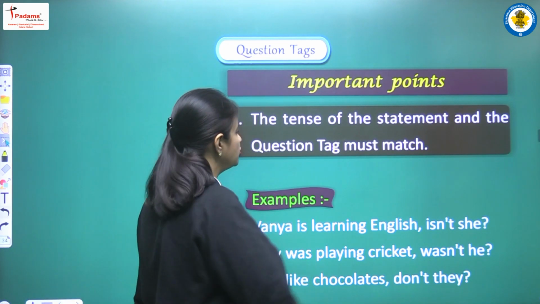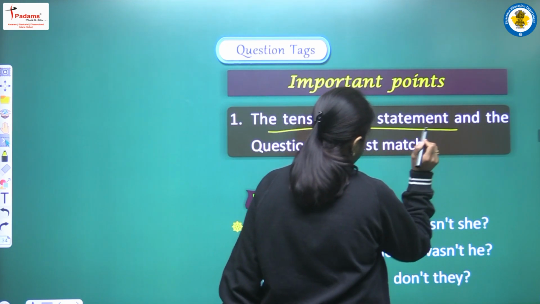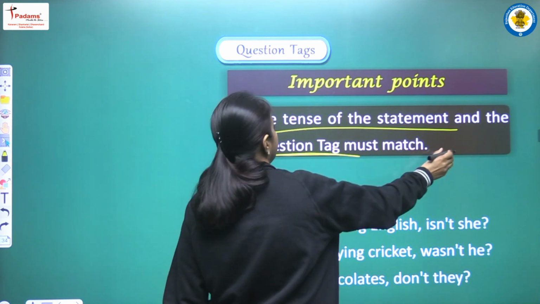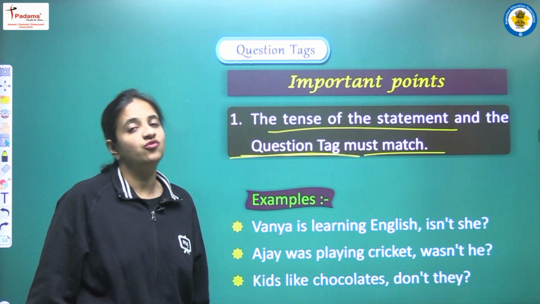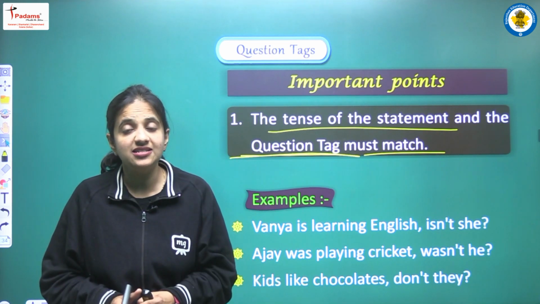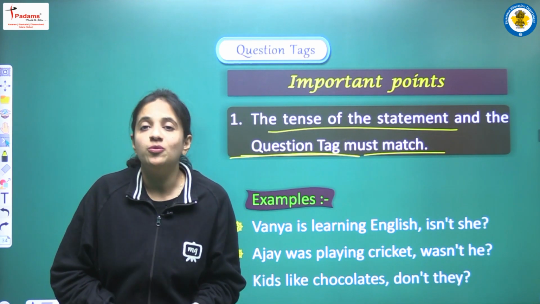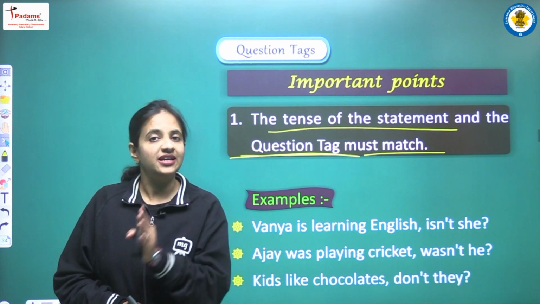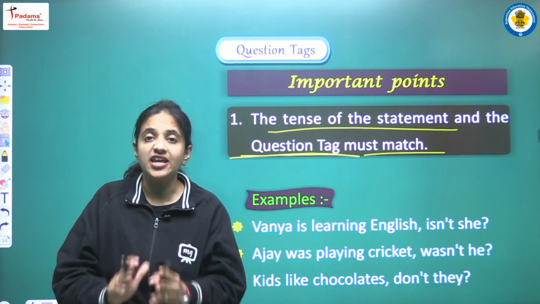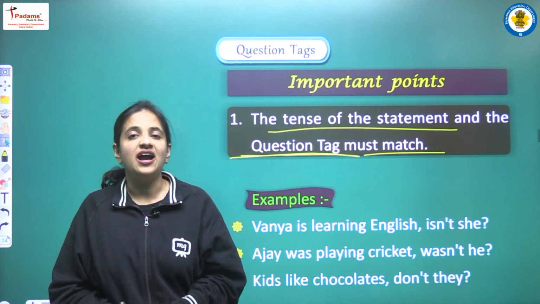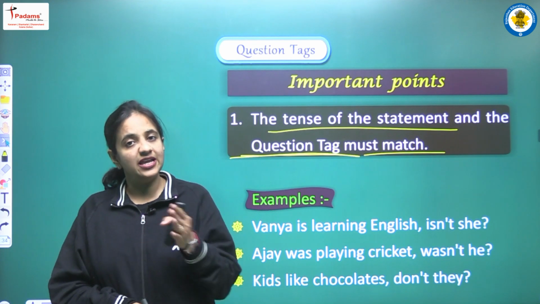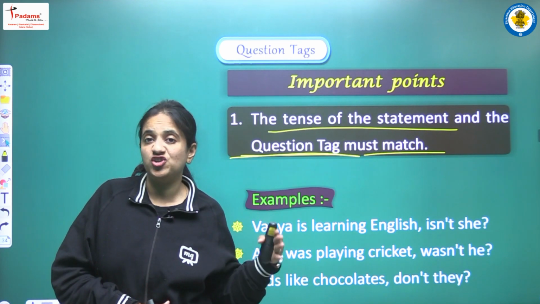So according to this rule, the tense of the statement, or we can say the sentence, and the tense of the question tag must match. It means that the sentence that is given to us, we have to read very carefully. We have to observe what tense is there in the sentence, and in the question tag also we have to use the same tense. And yes, if we have any modal auxiliary in the sentence, then also we have to use the same modal auxiliary in our question tag, right?